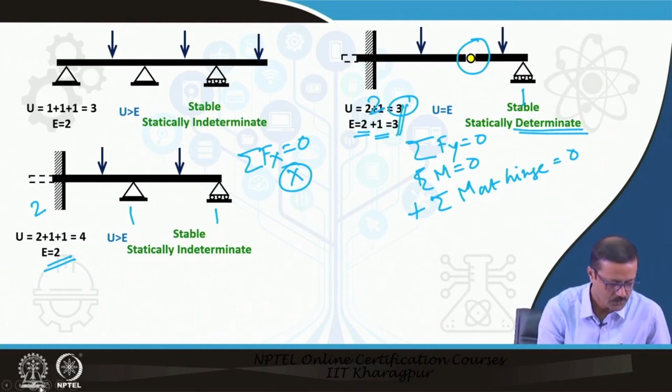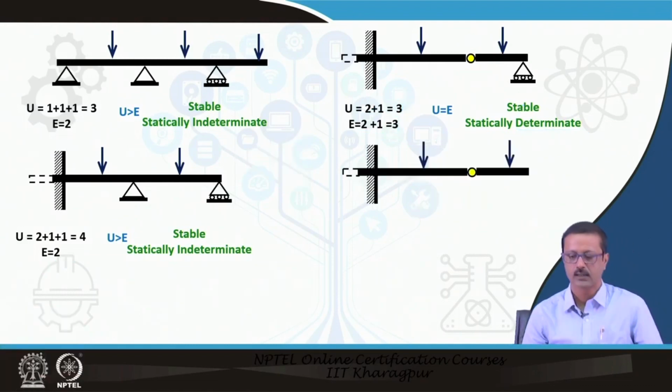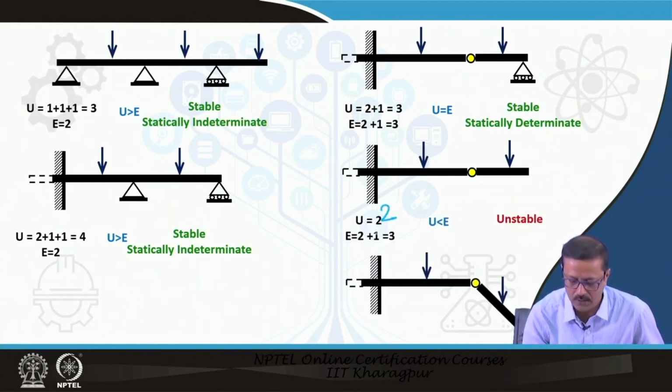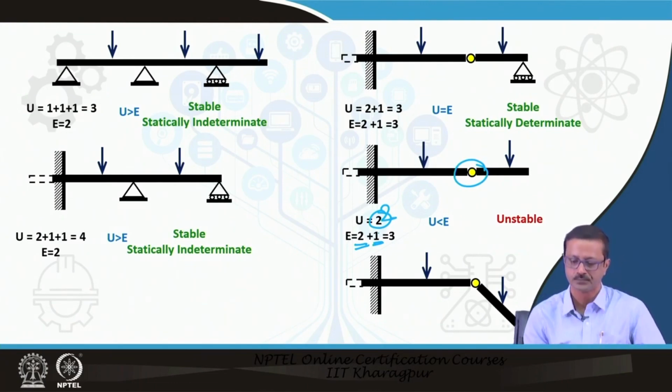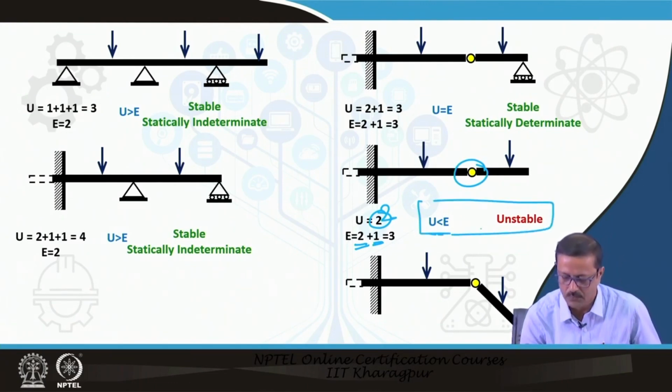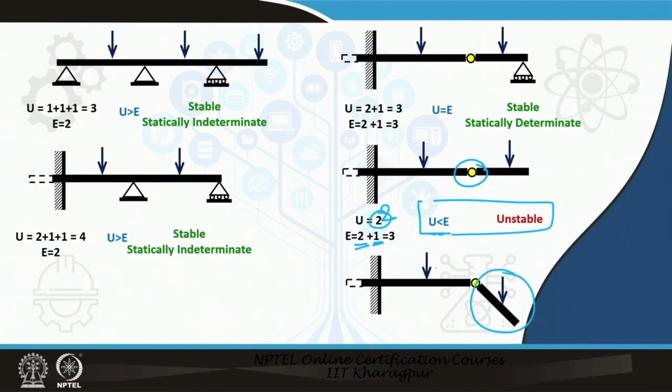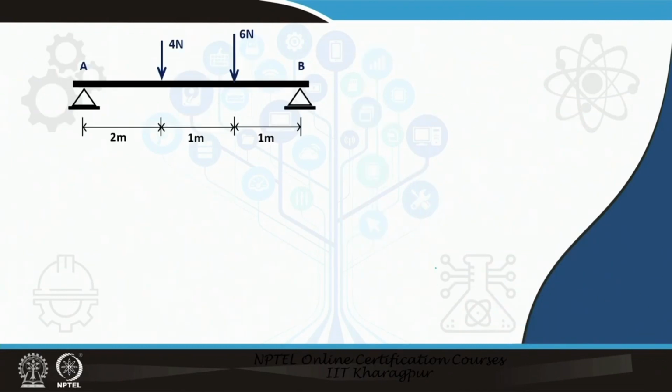That is why this is statically determinate, because 3 is equal to 3. The next one is something like this, where this becomes 2 and this is 0. The unknowns are 2 and the equations are 2 plus 1. Again the number of unknowns is less than the number of equations, so it is an unstable case. As you see, if you put a load over here, this hinge will become unstable, it will rotate.